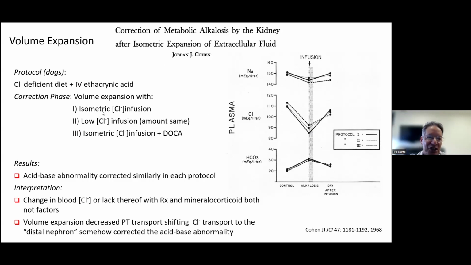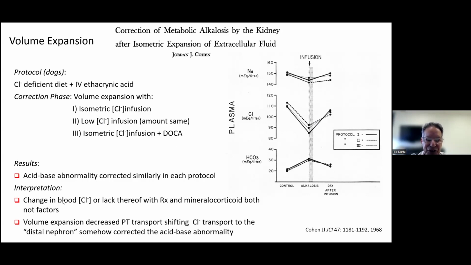The isometric was just what it would be in normal blood. So that was higher than the low chloride infusion. And then they also gave the isometric with deoxycorticosterone. But the bottom line is they found that the correction was the same in all 3. It didn't matter whether DOCA was given. It didn't matter what the chloride concentration was in the IV. It seemed to have the same effect. It was corrected similarly.